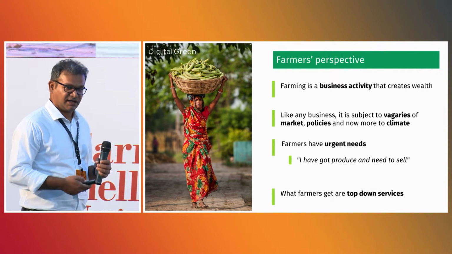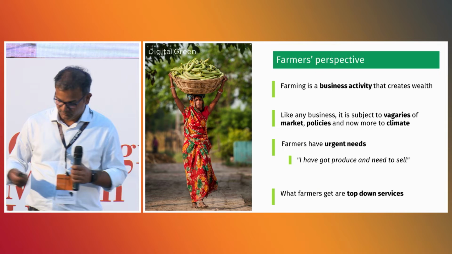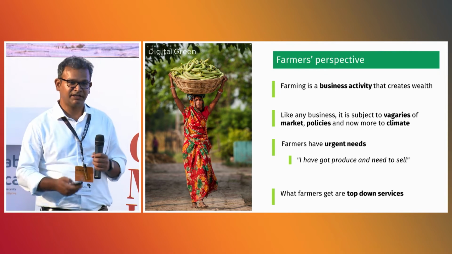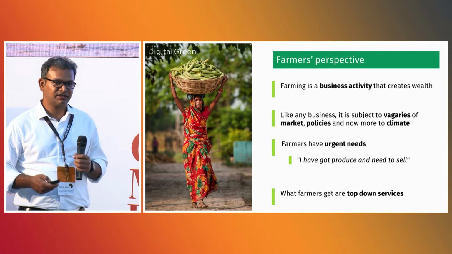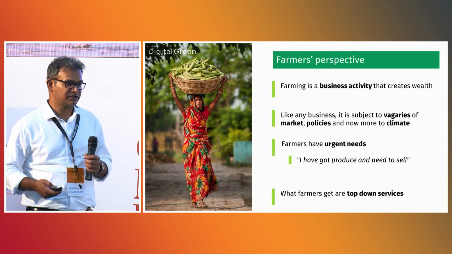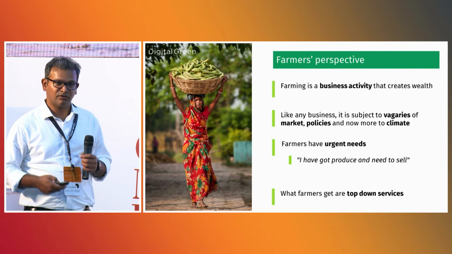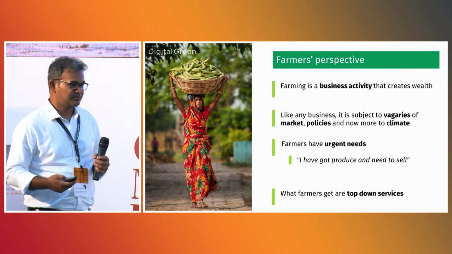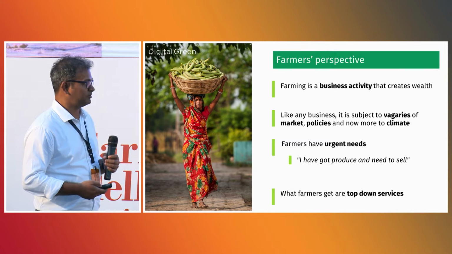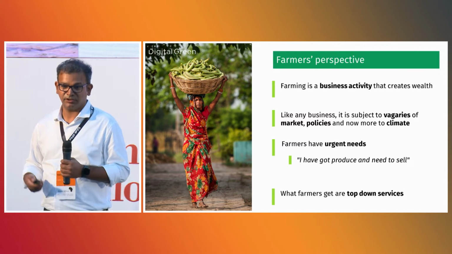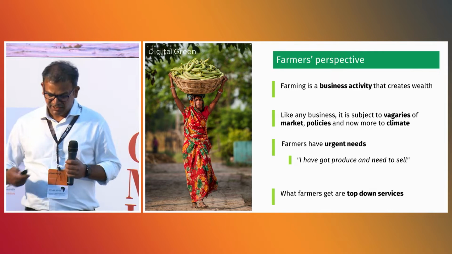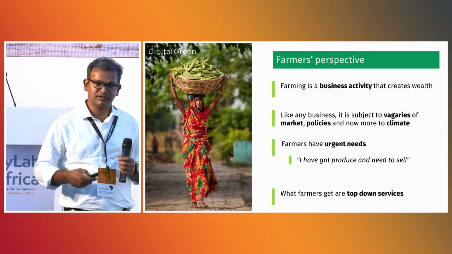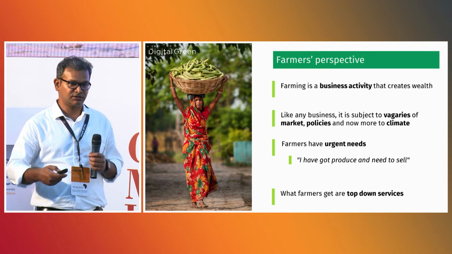And like any business activity, if it's not a regular paying job where you get income at the end of the month, there are a lot of uncertainties out there. The uncertainties of market, policies, and now even more climate, where it can rain anytime, or they can have different kinds of pest attacks or insect attacks. And that means that farmers' needs are very urgent. There's always a sense of urgency when they need a solution.